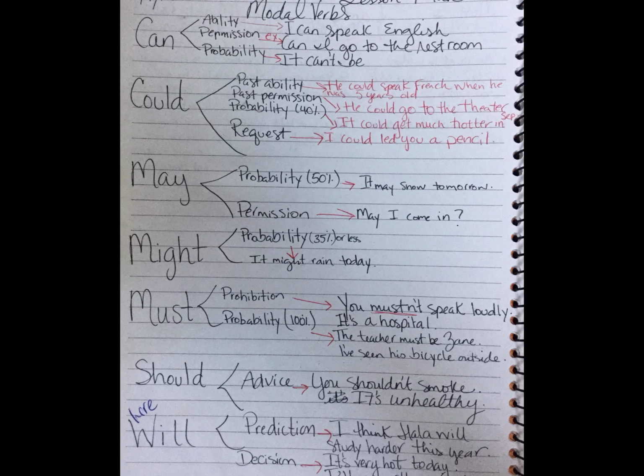Take a good look at these. Study these well. They're also pretty easy. We just need to know what each one refers to. Can, could, may, might, must, should, will. What each one of these modal verbs refers to, to better put it in our sentences.